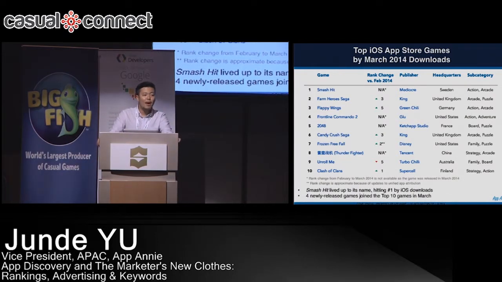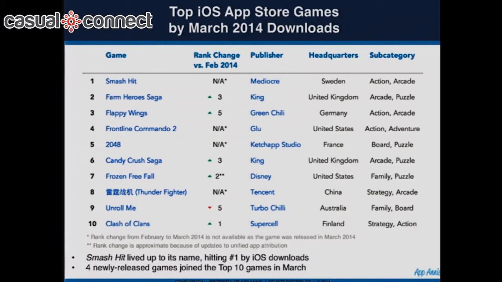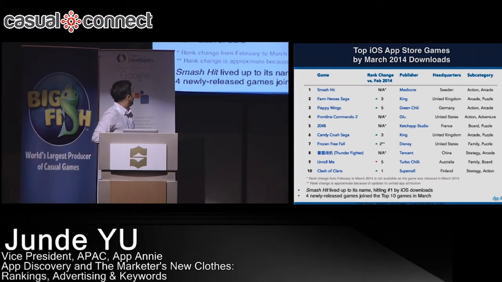Here we start with the top iOS games by March downloads worldwide. So number one is Smash It. It's not a big company, but they're able to achieve this. And also, if you look at the top 10 games for iOS downloads in March, there are 4 games that just reached the top 10 in March. So it was a very quick rise for them. And by March, iOS has already weeded out most of the Flappy games. Only Flappy Wings left.